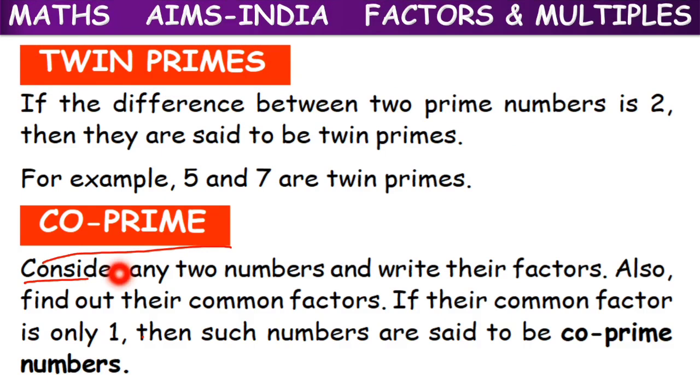Consider any two numbers and write their factors. Also find out their common factors. If their common factor is only 1, then such numbers are said to be co-prime numbers. What are they saying? We can consider any two numbers.